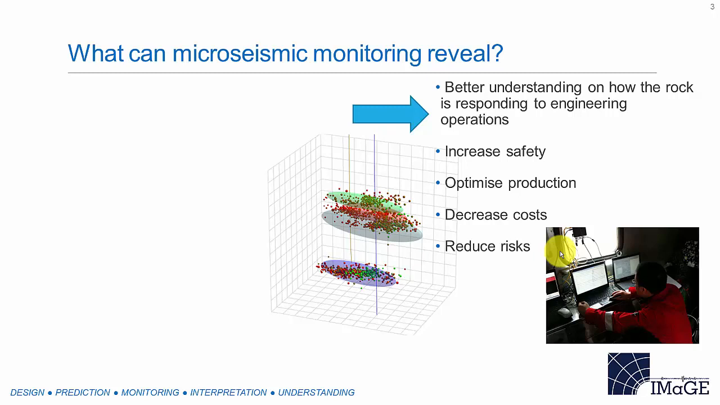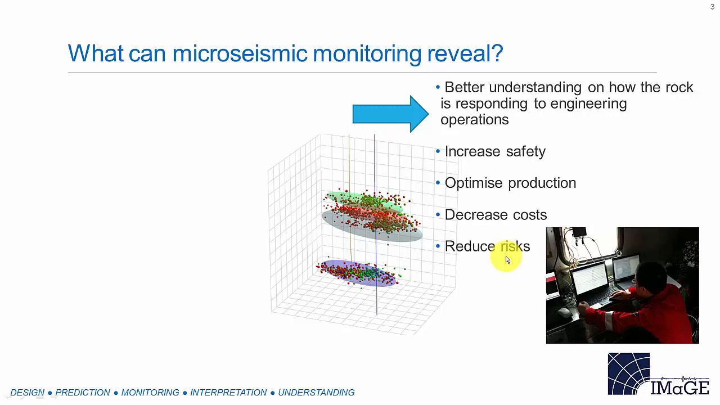Microseismic monitoring is critical because it provides us a way to look into the reservoir and watch how it deforms. By knowing how it deforms, we can increase safety, optimize production, decrease cost, and reduce risks. And all those are valuable to the operators.